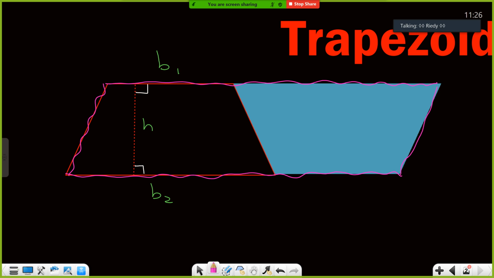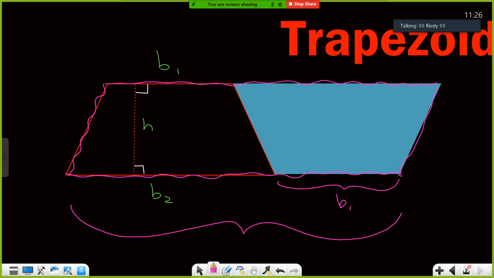Say again? Parallelogram. Okay. How long is this? B1. So therefore, how long is that? Beautiful. B1 plus B2. Okay, so far? Excellent. What's the area of that giant pink parallelogram?